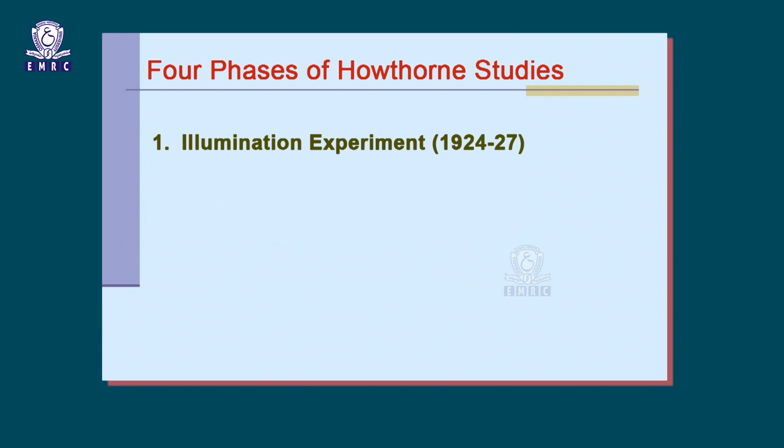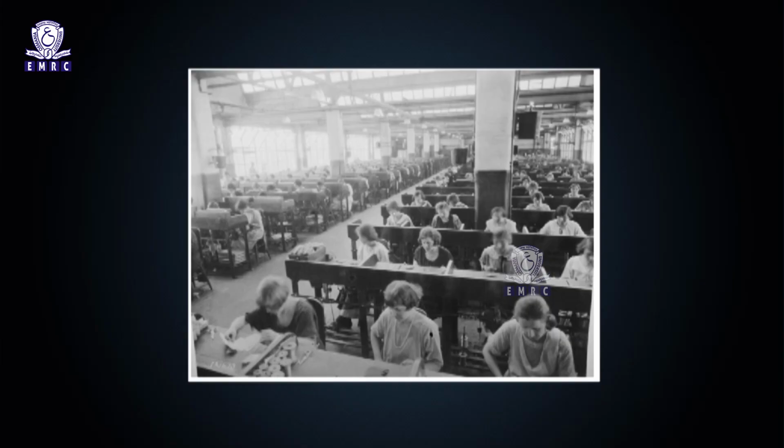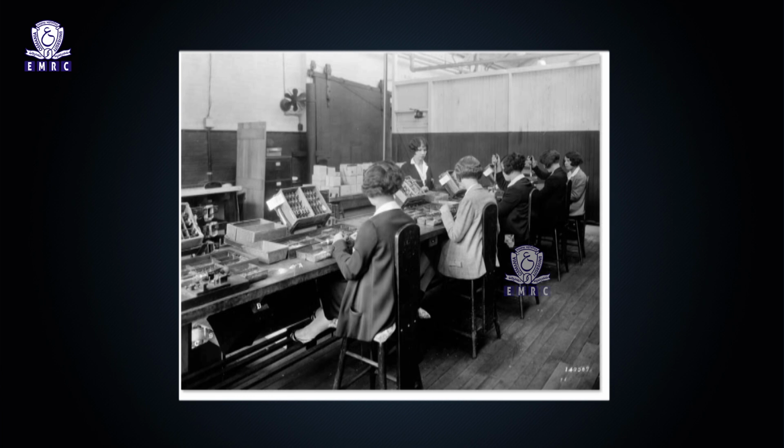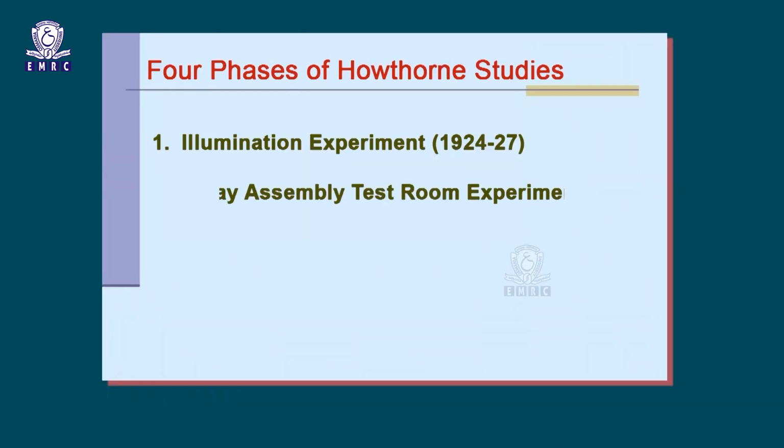Illumination experiment. It was done to determine the effect of different levels of illumination on workers' productivity. In this experiment, 2 groups of female workers were located in separate rooms, each group performing the same task. The rooms were equally illuminated with stabilized room temperature, humidity, etc. Slowly, the conditions of work were changed to make a change in production. After a period of 1.5 years, it was concluded that illumination does not affect the productivity of workers. The relay assembly test room experiment.